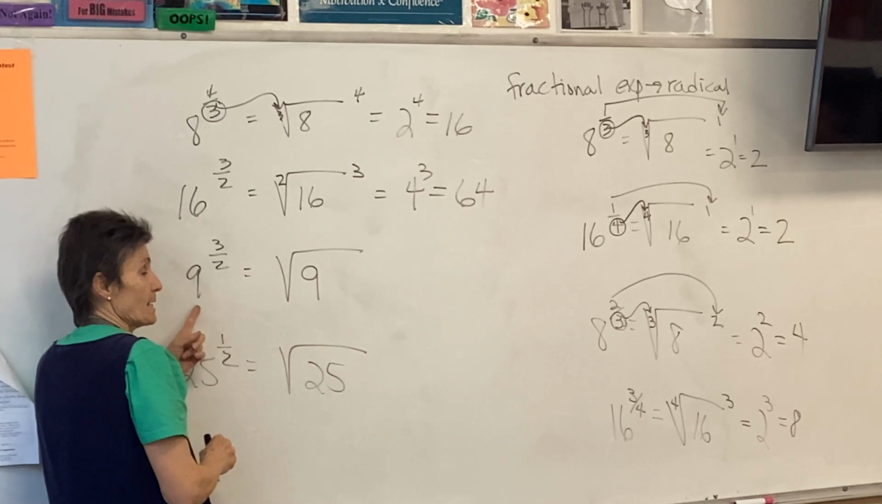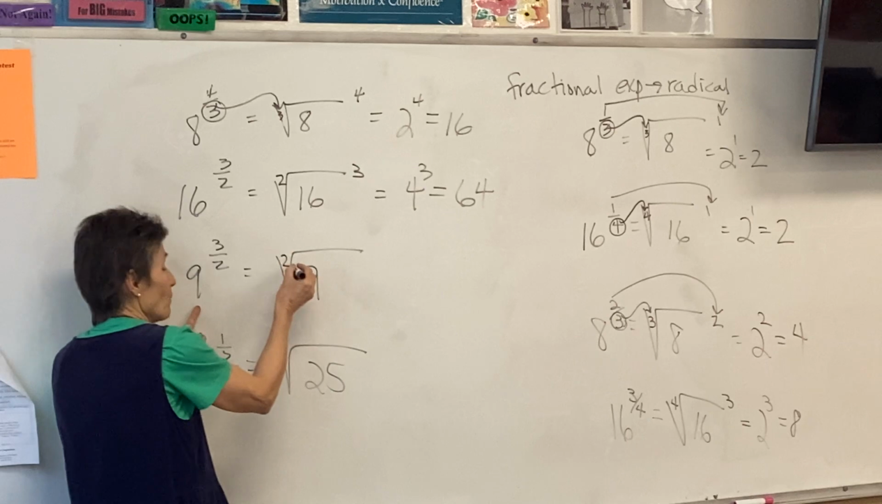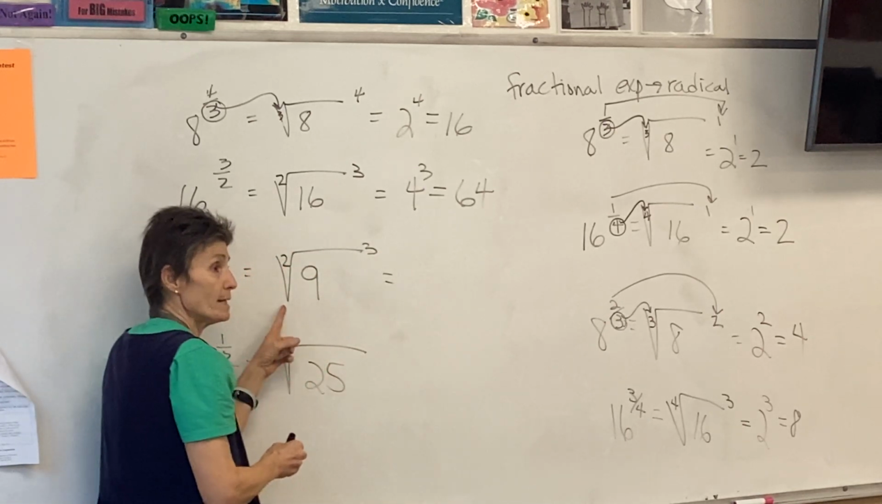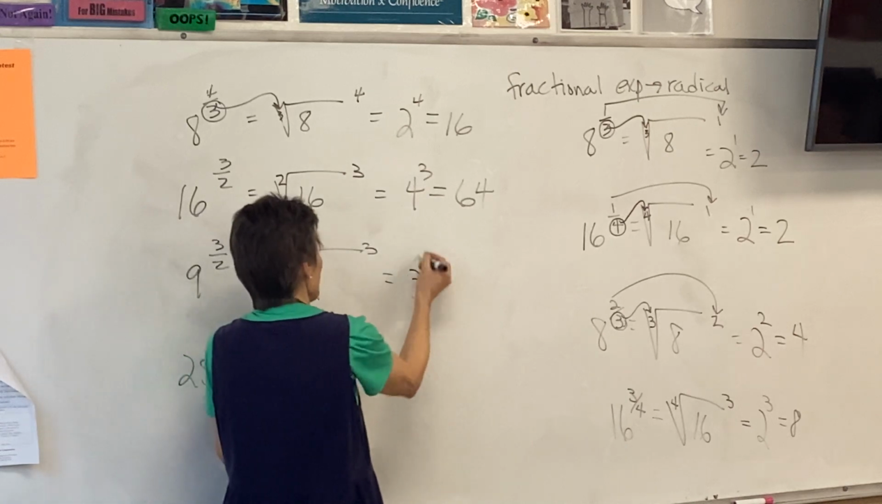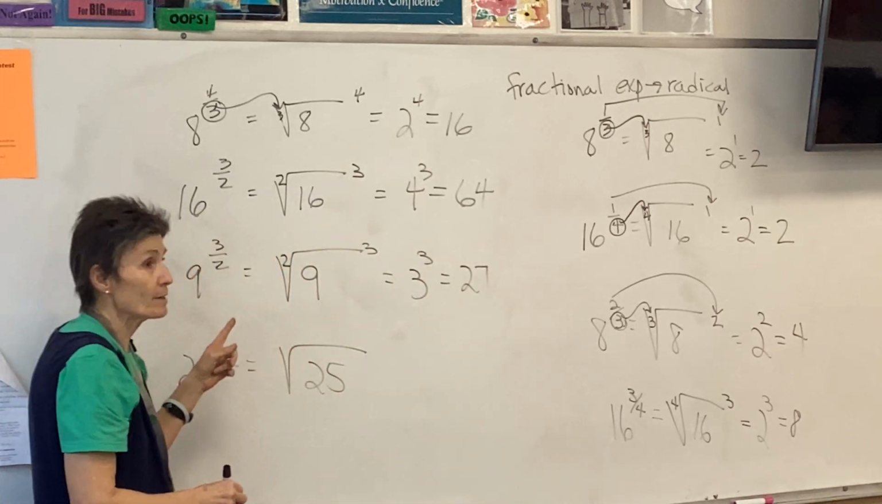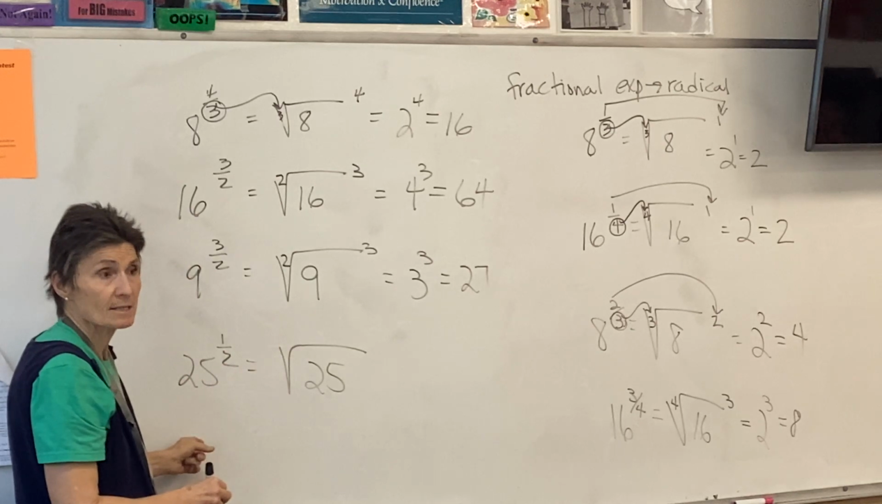All right, what's this one say? Square root of 9 cubed. Well, the square root of 9 is 3, and 3 cubed is 27. You don't need a calculator, you got this.